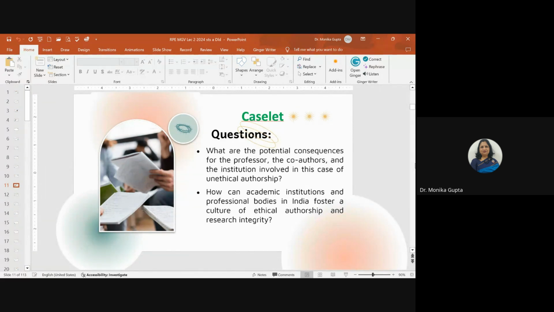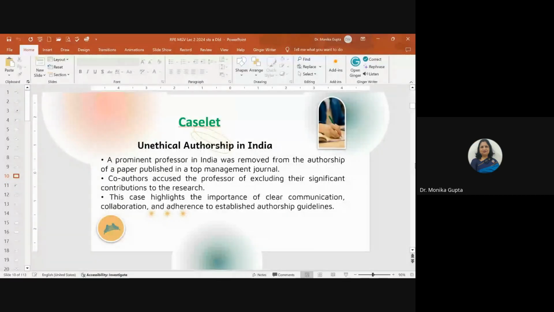So we are going to discuss three major stakeholders: professors, co-authors, and institution. What are the potential consequences? Let me show the case again.